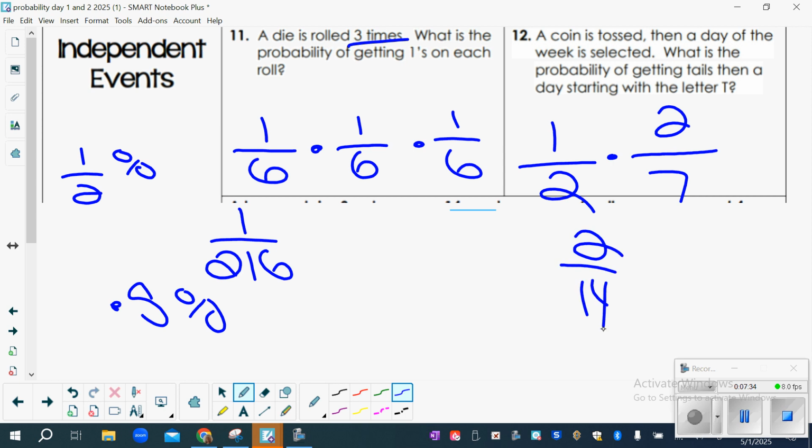I don't think that's usable. I want to make that into a percentage because I think it means more to us as humans. 2 divided by 14, about 14% chance. That's not bad. I mean, it's not great. Because there's 2 days that start with a T, a Tuesday or a Thursday, and there are 7 days of the week.